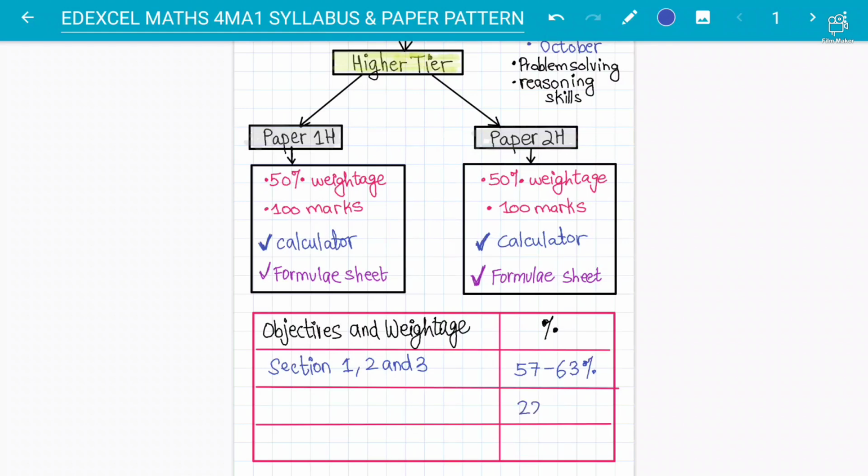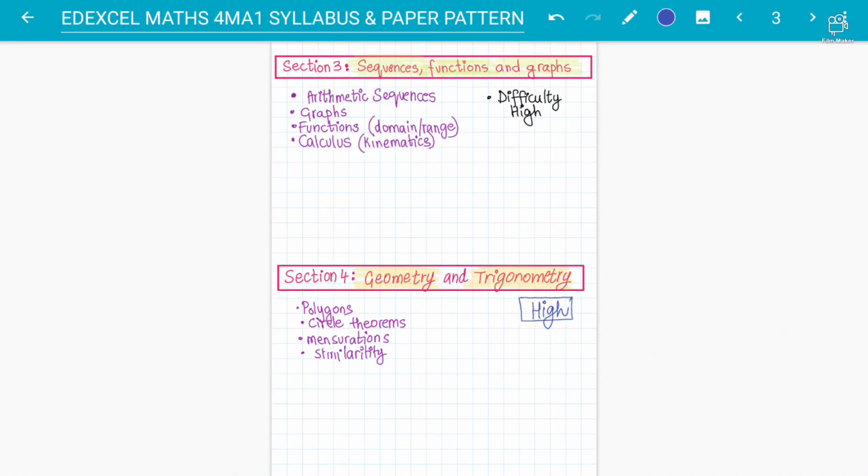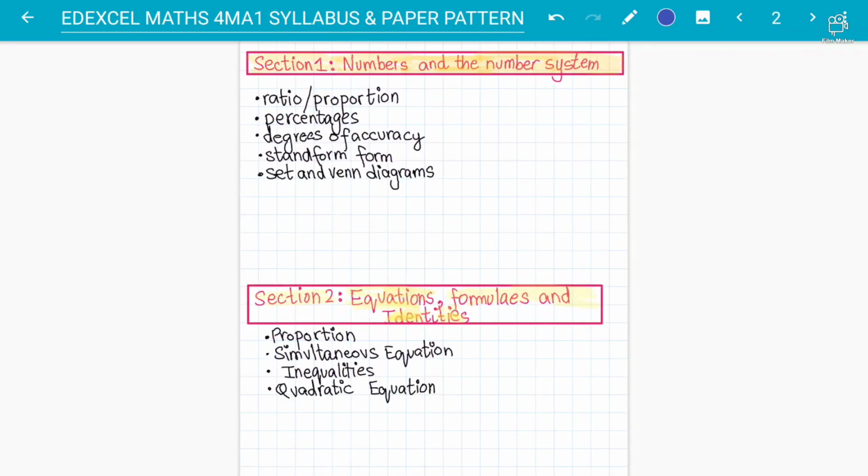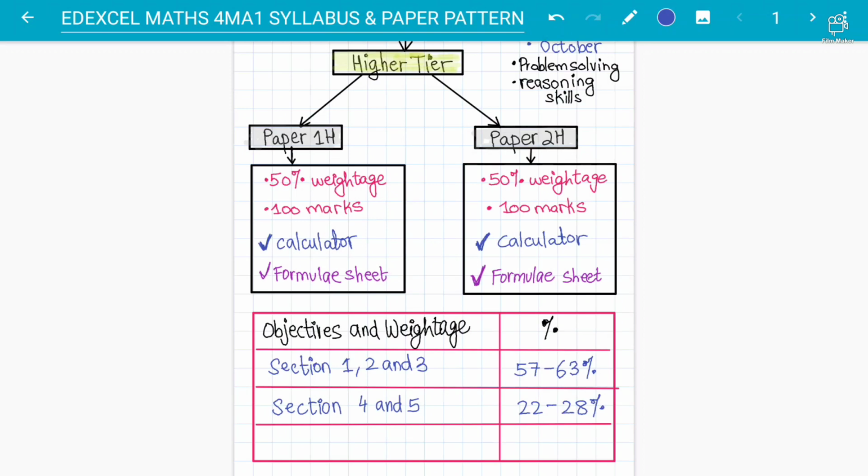Next come sections number 4 and 5. You can say almost 25% of the paper questions will be on geometry and transformations and mensuration and trigonometry. Sections number 4 and 5 will be geometry and trigonometry, vectors. They will constitute around 25% of the weightage, and only 12 to 18% in this range, or you can say 15% weightage, is of statistics and probability.